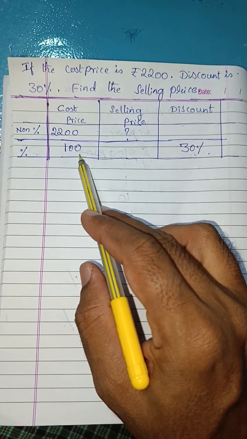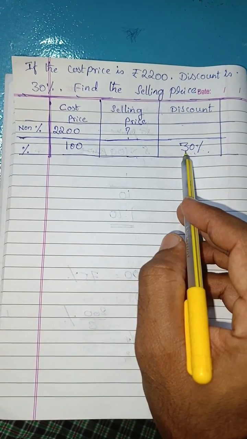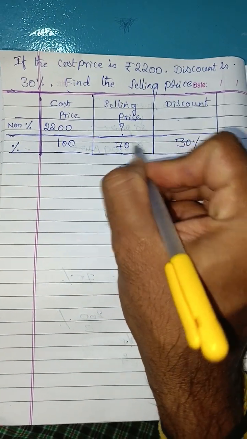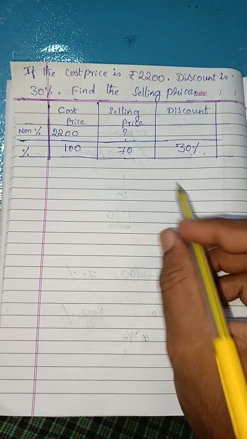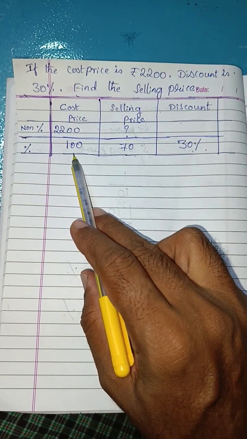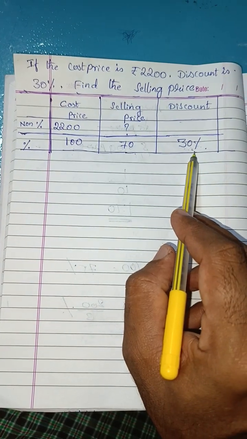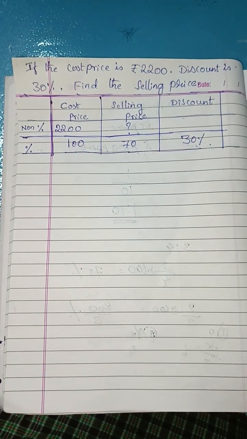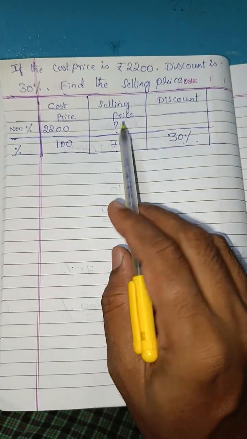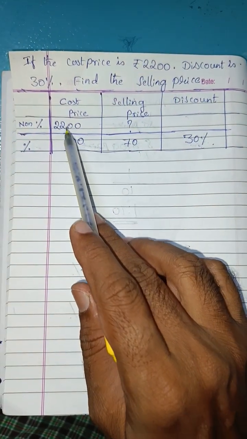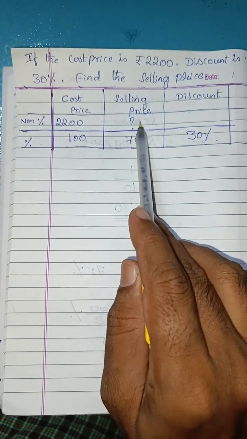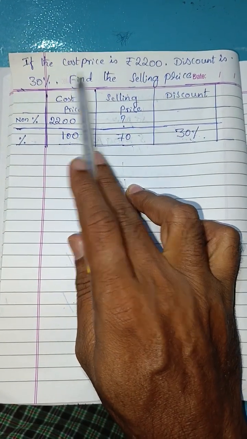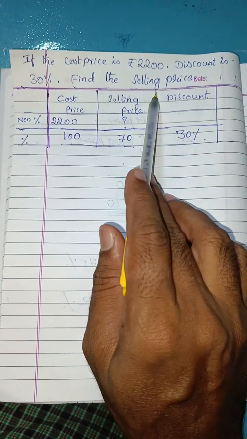Discount means from the cost price we need to subtract 30. That is 100 minus 30 is 70 rupees, which is the selling price. That means when any article whose cost price is 100, after allowing 30% discount, its selling price will be 70 rupees. In this type of question, this data collection is very crucial, very important. We should be more careful and we should understand the question clearly.